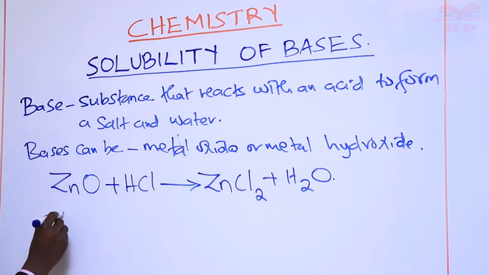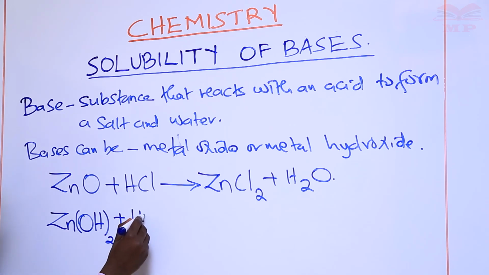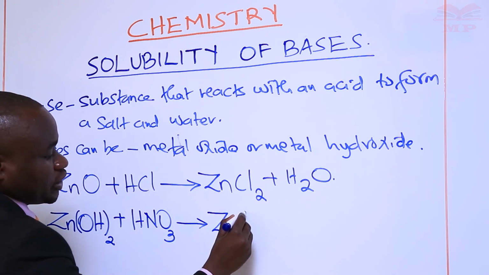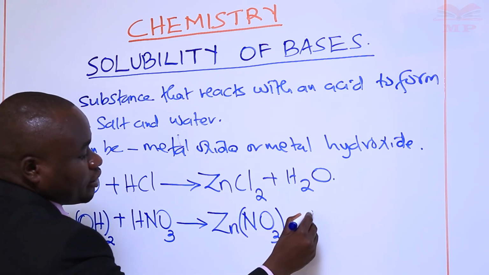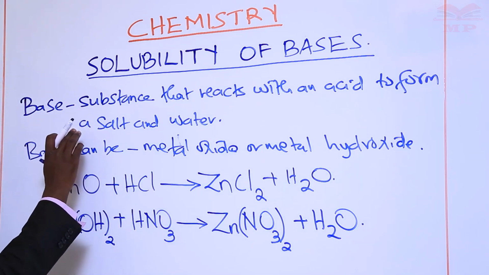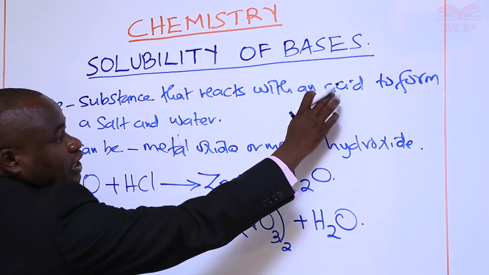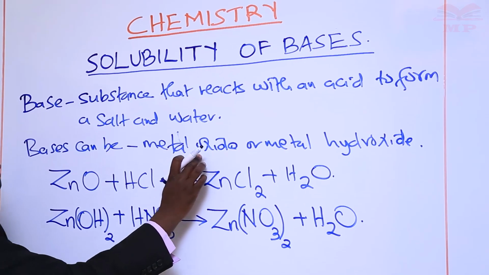Then we can still react zinc hydroxide with, for example, nitric acid. We shall get a salt, and our salt will be called zinc nitrate, and then plus water. So you can see from the definition of a base, we have said a base is any compound which when reacted with an acid will form a salt and water. And we have said a base can either be a metal oxide or a metal hydroxide.